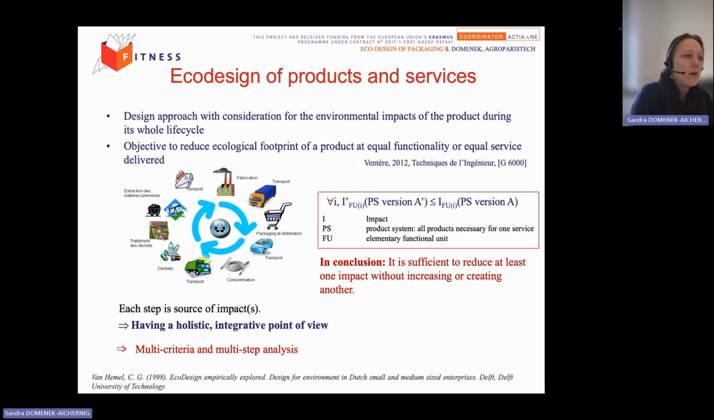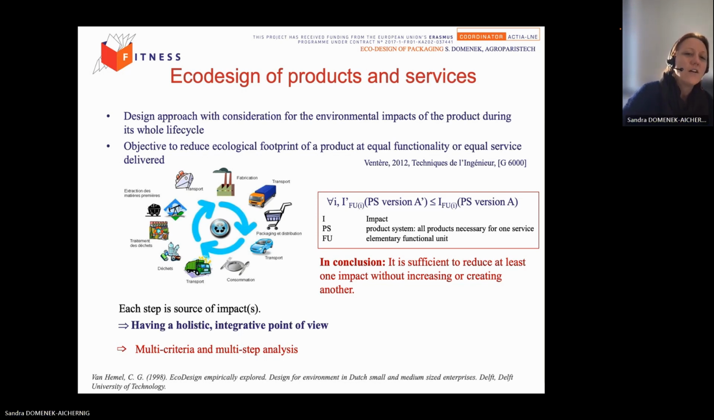proposal. What is very important also is that the objective is to reduce the ecological footprint of the product at an equal functionality or service delivered, and this needs to be proven. Okay, basically what the equation here says, which is a very easy one, is that you need to calculate at some point the ecological impact of the product you have, and then you have a new design proposition, and you calculate also the ecological impact of the new proposition.